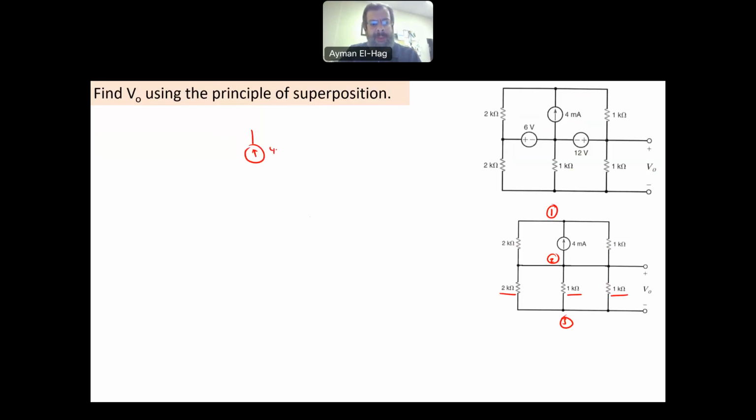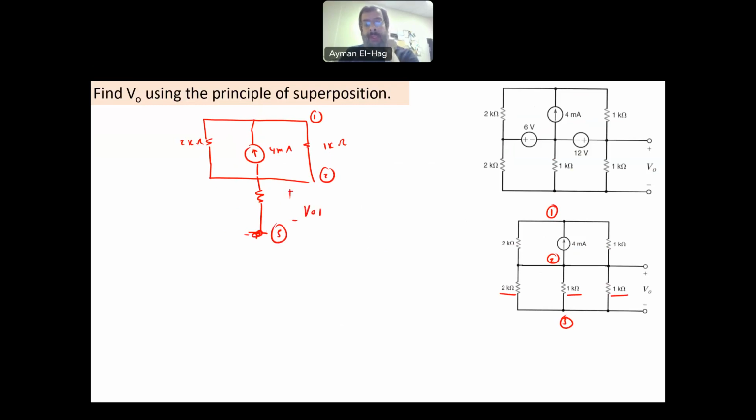We'll have here the 4 milliamp source, and then we will have the 1 kilo ohm and the 2 kilo ohm resistances. So now we have node number 1 here, and this is node number 2. Now these three resistors, it doesn't matter what their value is. We'll see why. This is not important. Now this resistance here is between node number 2 and node number 3, and this is your V output 1. So we see here that node number 3 is floating, not connected to the 4 milliamp source or the circuit that contains it.